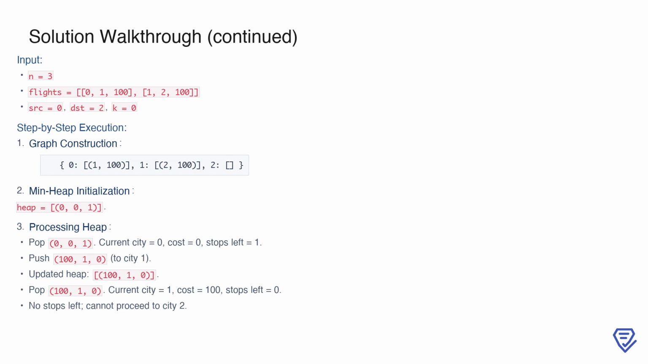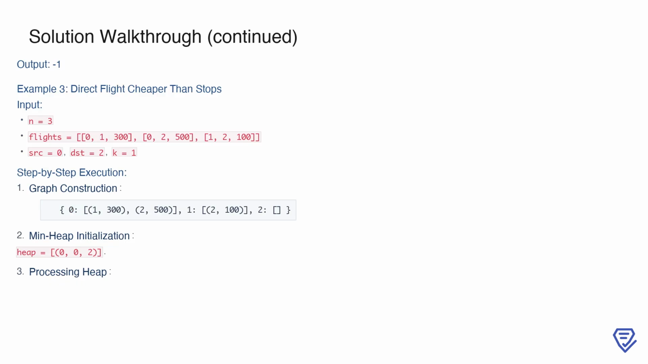Since there are no stops left, we cannot proceed further to city 2, and the algorithm terminates without finding a valid path. In this case, since no valid path exists from the source to the destination within the allowed number of stops, the output is -1. This result indicates that it's impossible to reach the destination under the given constraints. This example highlights how the algorithm respects both the cost and stop constraints during its traversal, ensuring paths that exceed the stop limit are not considered even if they might lead to the destination.